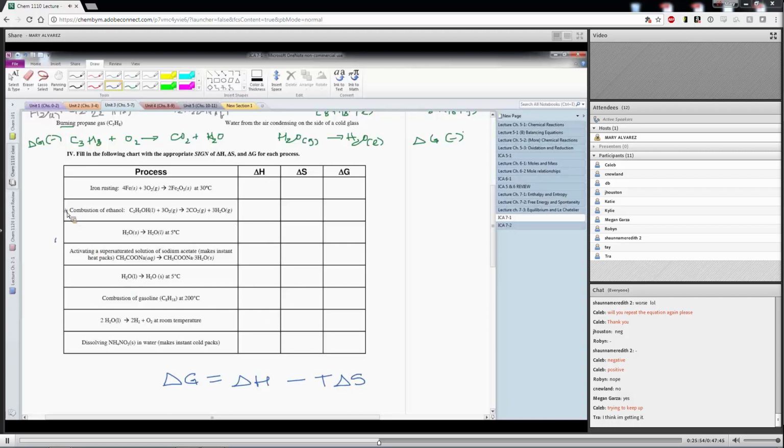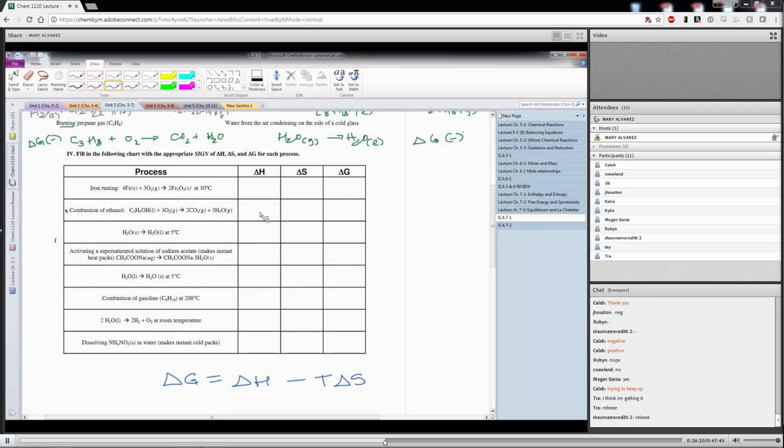Combustion of ethanol. I'm burning ethanol. It's already balanced. You guys can tell me, do I know anything about heat for this process? Would burning ethanol release heat, or would it absorb heat?